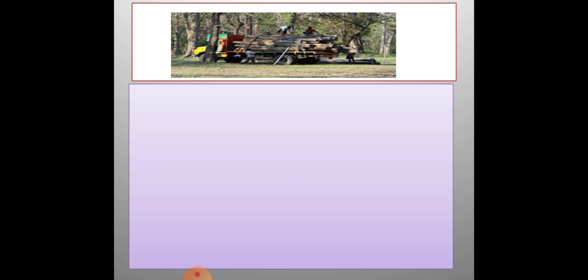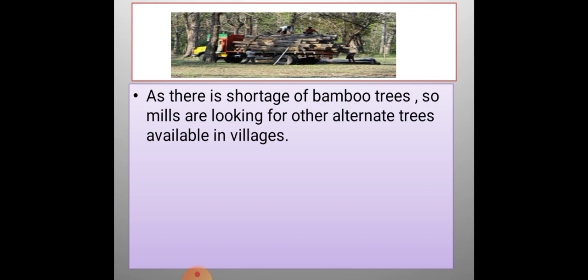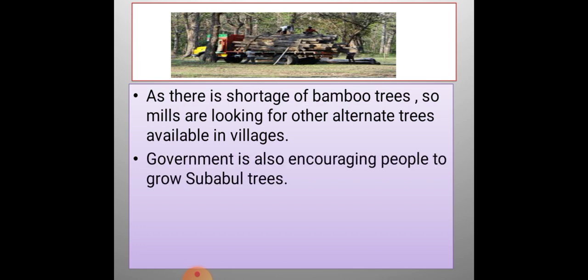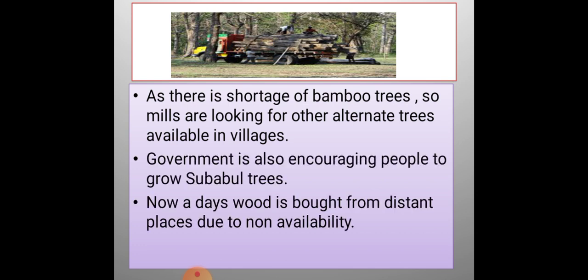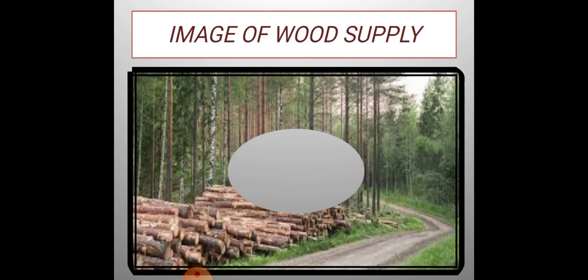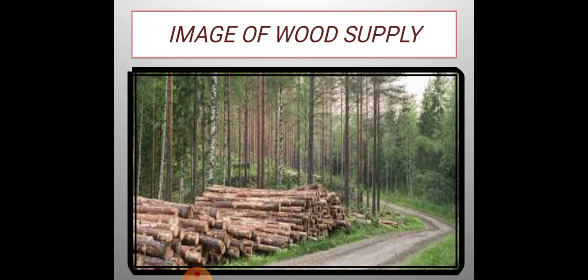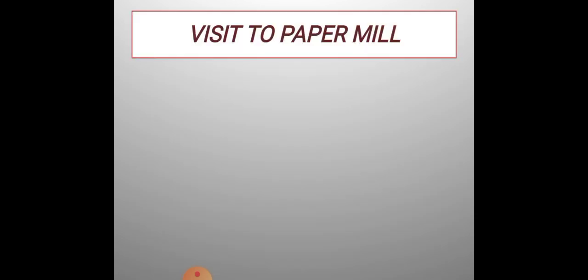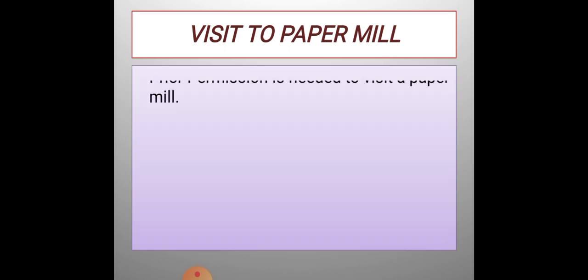If you have seen, there's a lorry carrying all the loads. As I've told you, the government is encouraging this as well. And nowadays, as there is a shortage at certain places, wood is being exported from distant places. Now, if you could see the image of wood supply, so many trees are being cut down, which is really affecting us, right? That's the only reason our resources are disappearing.